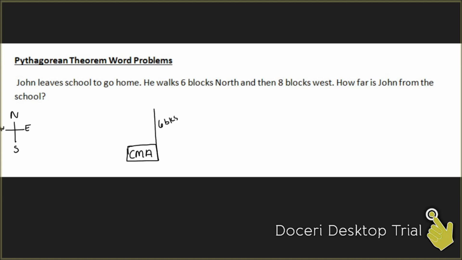Then he's going to turn and walk 8 blocks west. Okay. Now remember that he's walking a further distance west than he walked north. So our line is going to be a little bit longer than our other line. So we have 8 blocks that he walked west. Okay. So now our job is to figure out what is this distance from his house to school.